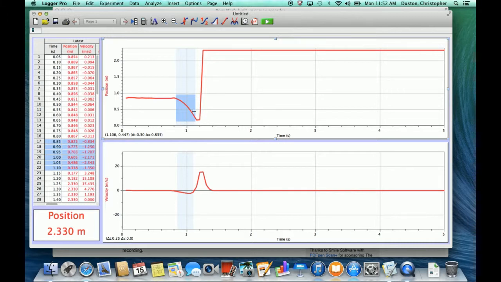So down here, it hits the thing. Up here, you can see a little bump. That's maybe where I dropped it. You want to select the region where only gravity is acting.